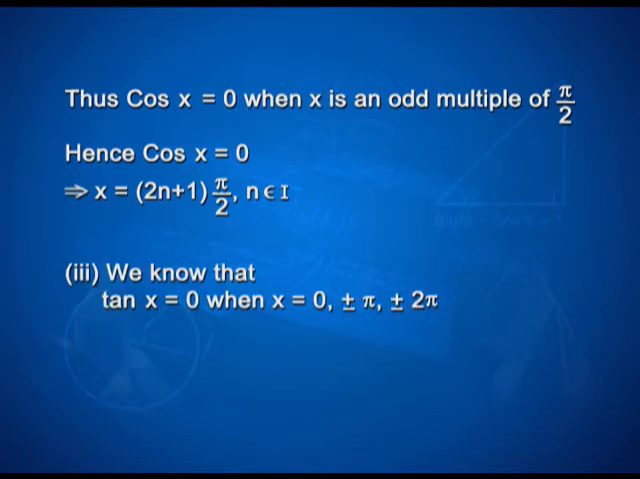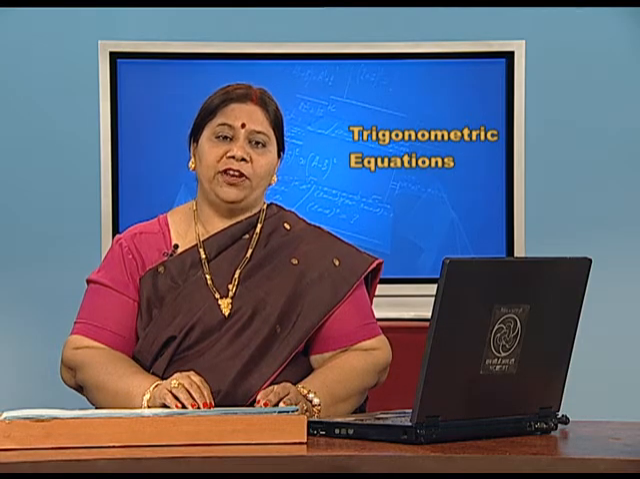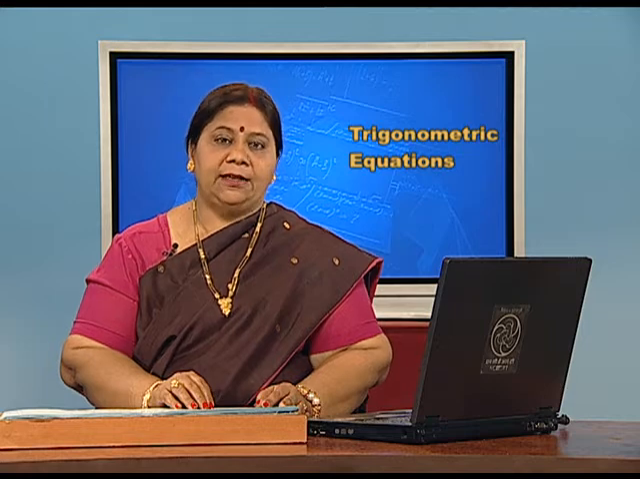Now, for tan x is equal to 0, when x is equal to 0, plus or minus pi, or plus or minus 2 pi, tan x is 0. This implies that x is equal to n pi, where n belongs to integers I. Now students, let us solve some theorems involving trigonometric equations.